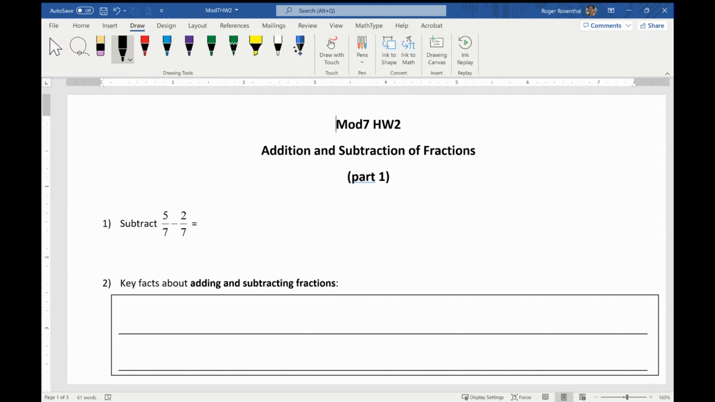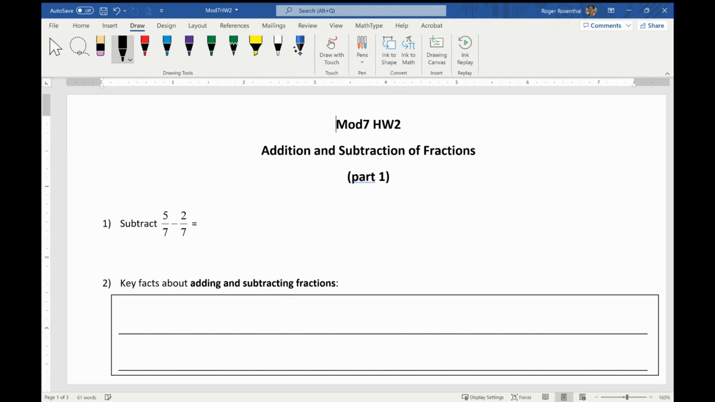Module 7 Homework 2 is about addition and subtraction of fractions. This is the first part of it, and I believe it's Module 7 Homework 3 where we do more of that, and that would be the second part. So let's start with something simple.